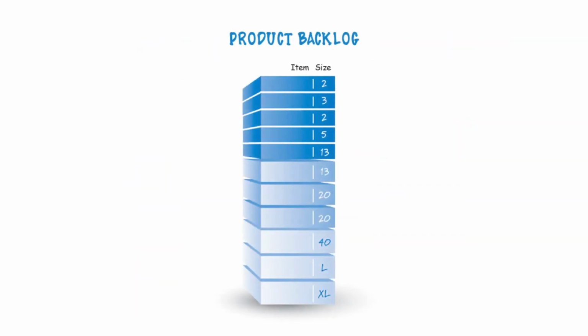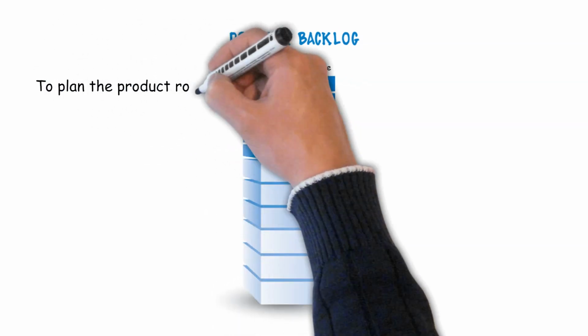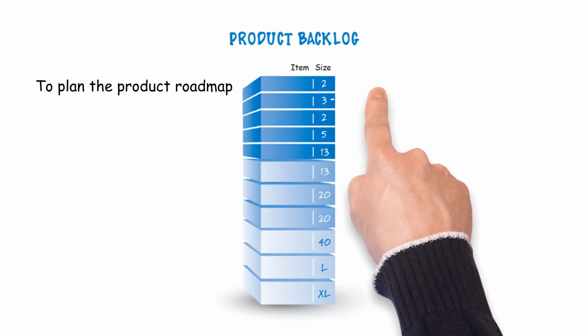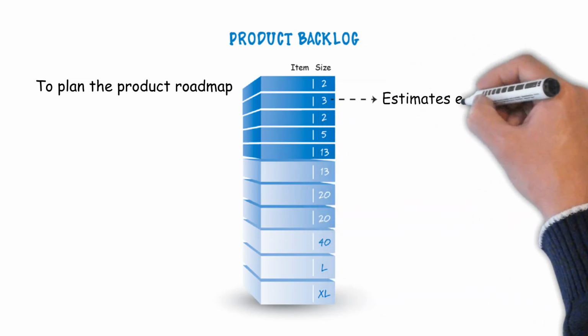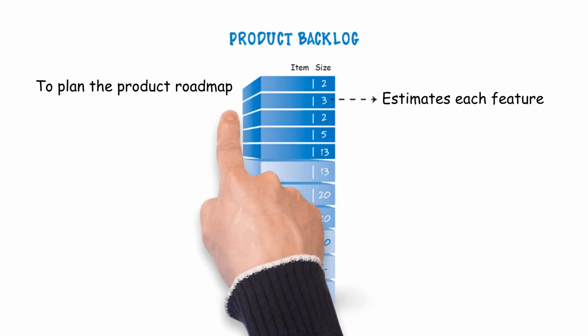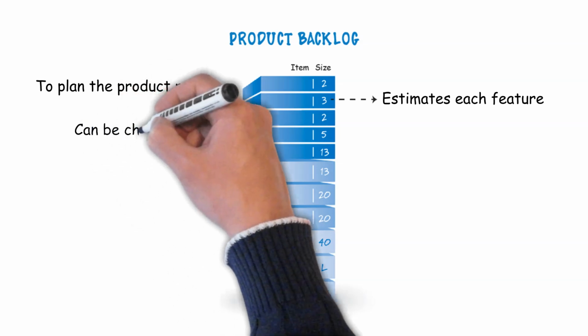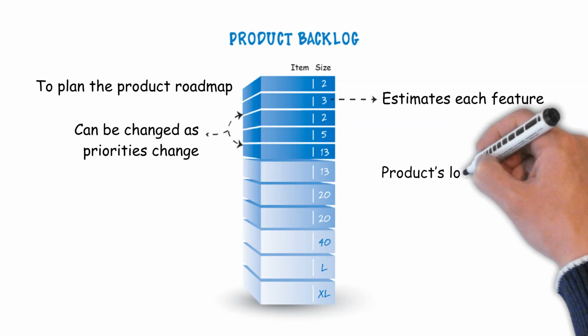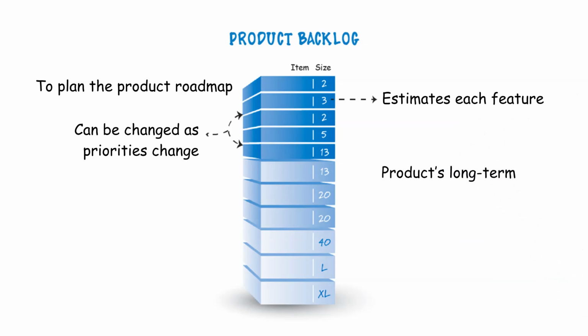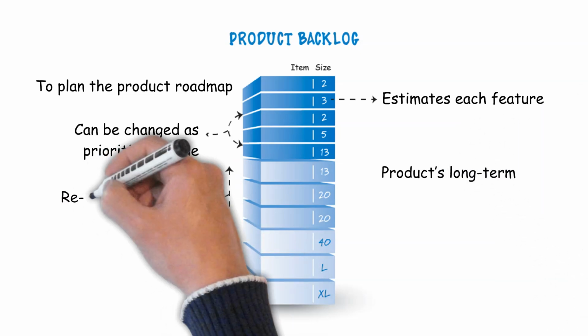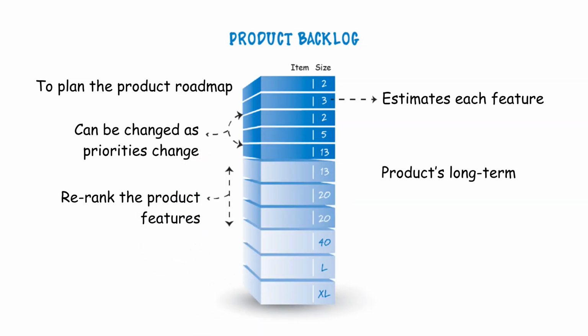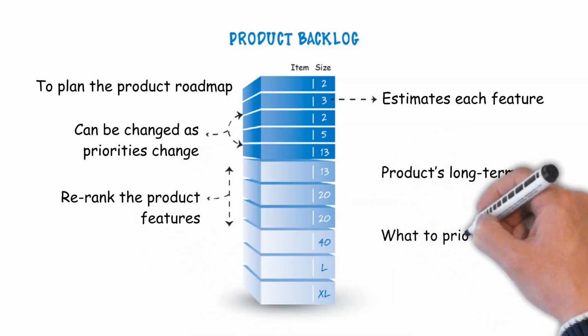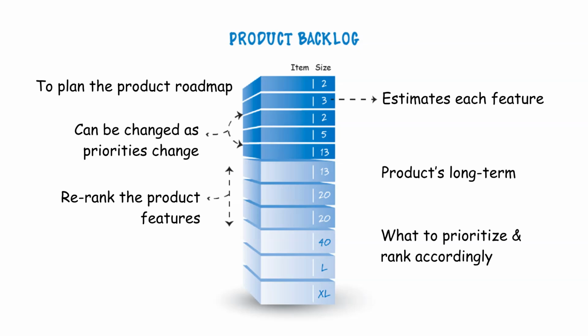Here is some other importance of product backlog. A product backlog is prepared to plan the product roadmap. The product backlog helps to give estimates for each feature. You can change the product backlog as the priorities change. With the product backlog, you can think long-term about the product. It helps you to re-rank the product features according to values. Product backlog allows your team to decide what to prioritize and rank the item accordingly.